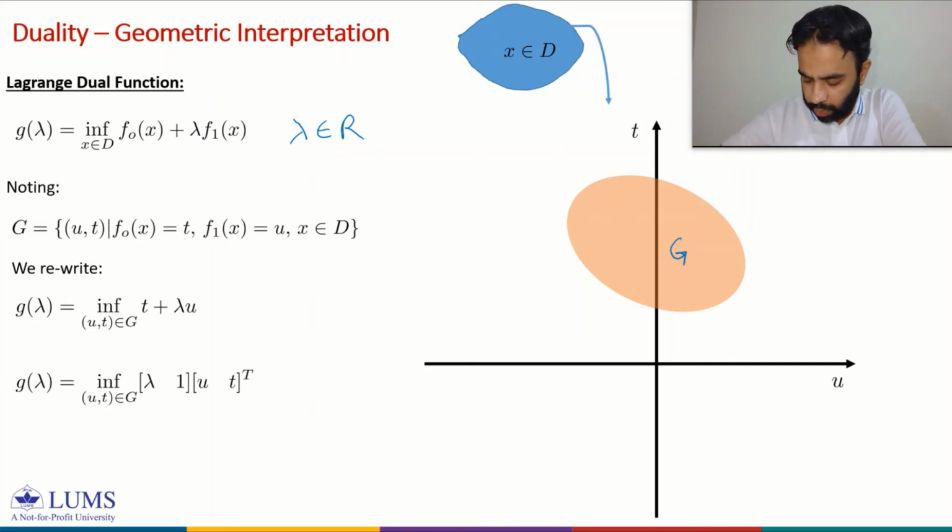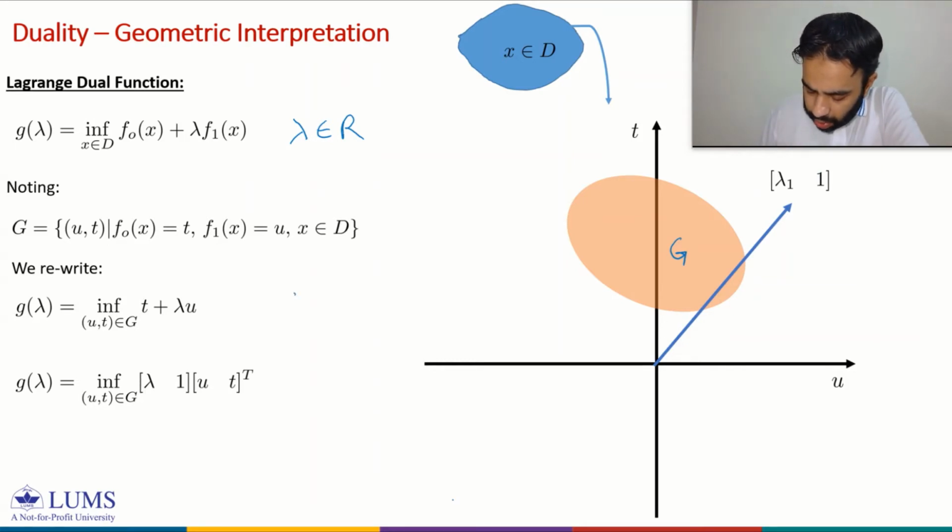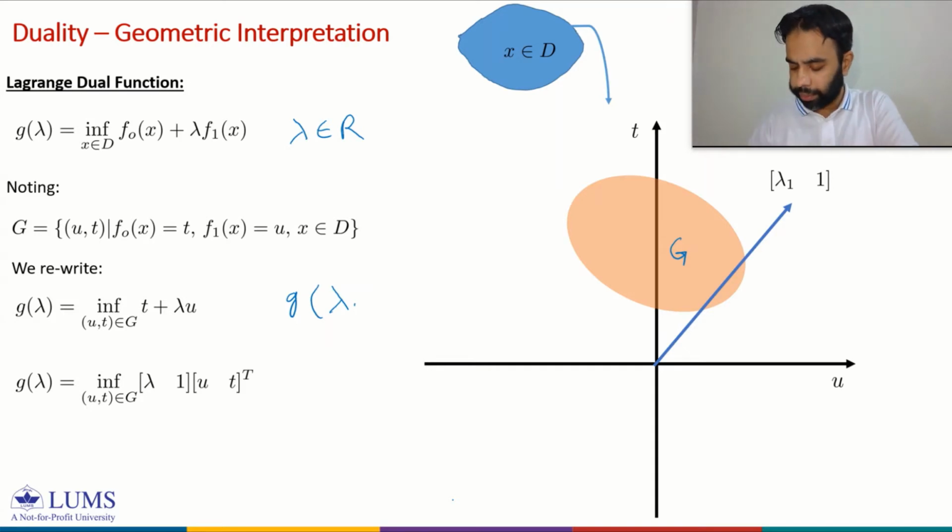Say we take one point lambda 1 here. Let's say we want to evaluate the Lagrange dual function for lambda 1. So we're interested in what the value of the Lagrange dual function is for this lambda 1. We want to minimize the inner product of this vector with every point in this set G, right? So the idea is that we move in the negative direction of this vector, and we move as far as possible such that we remain in the set.